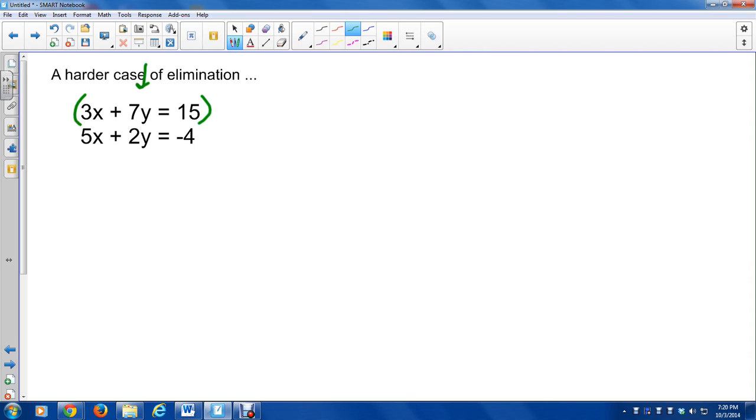So my least common multiple between 2 and 7 is going to be 14. Therefore, I'm going to multiply the first equation by, you can do positive or negative, let's do positive 2 for the first one. That'll give me a positive 14. Okay, I'm going to rewrite that. So I've got 6x plus 14y equals 30.